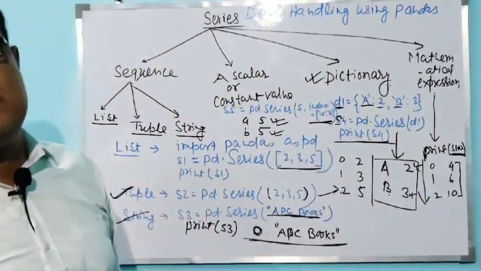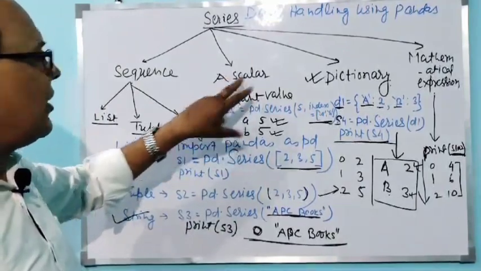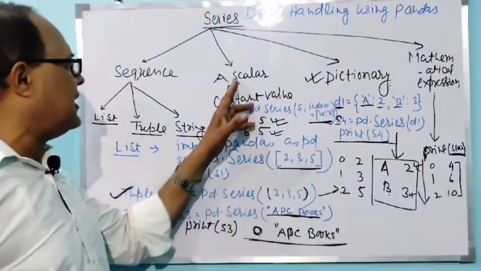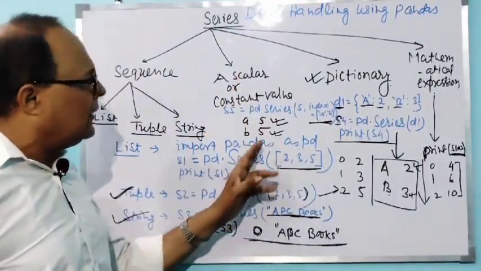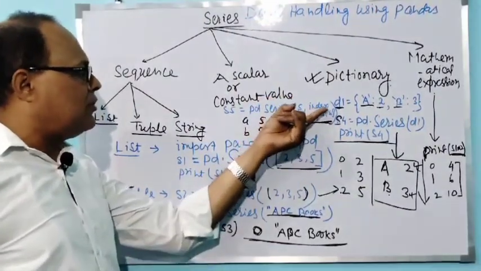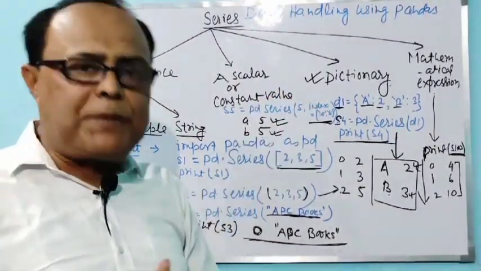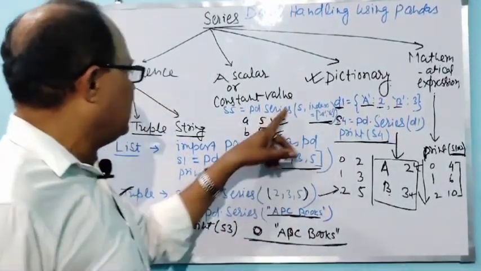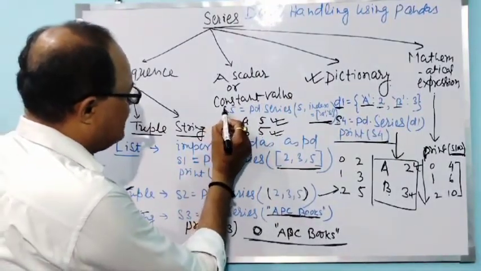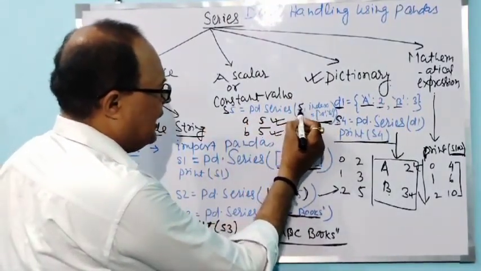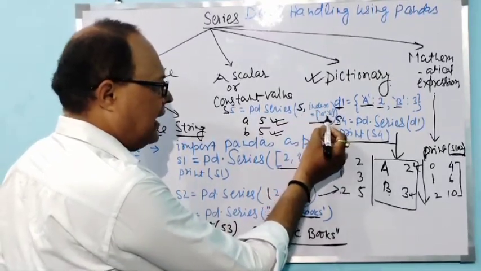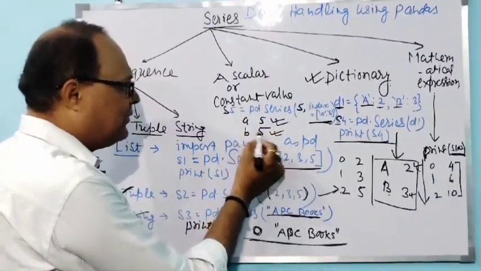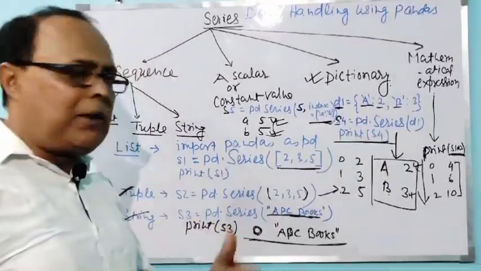Okay, next one is a scalar or constant value. A scalar means it is a single value of the same type, and we can create a series by using a scalar value. In this type, the scalar value will be repeated as many times as the index values you have declared. Here see an example. I have written s5 is equal to pd.Series, and I am writing 5 comma index a colon b, and its output will be a 5, b 5. Actually the value 5 will be repeated.